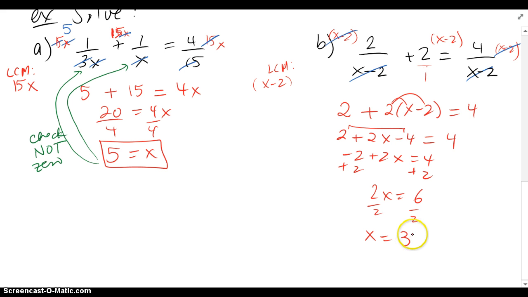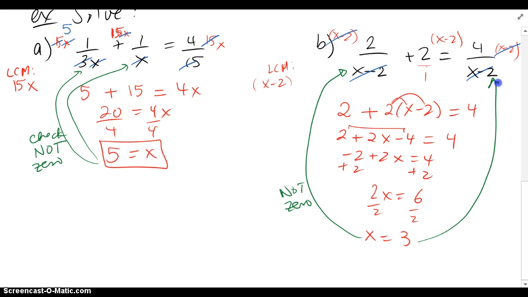But I'm not going to box it yet. Remember, I must check it in the original denominators. If I put it here, I don't get a 0. I actually get 3 minus 2, which is 1. If I put it here again, it doesn't become 0. So 3 is good to go. 3 is my solution for this rational equation.